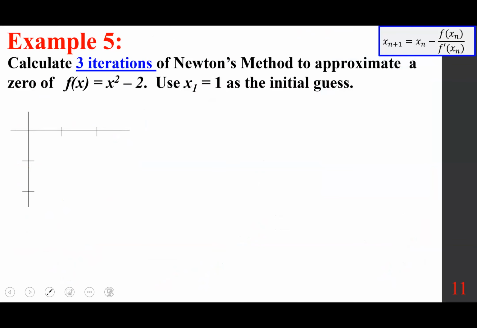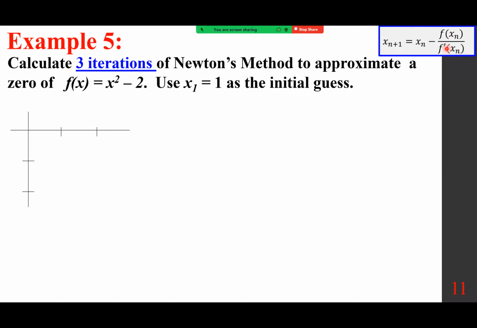We want to calculate 3 iterations of Newton's method to approximate the zero of f of x equals x squared minus 2. And they tell us to start with the number 1. So we're going to write this formula. The very first thing is, if f of x is this, we need to find f prime of x. According to this formula, we need f of x, and we also need f prime.